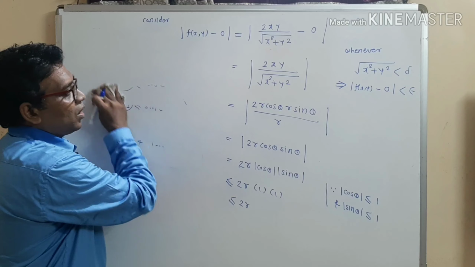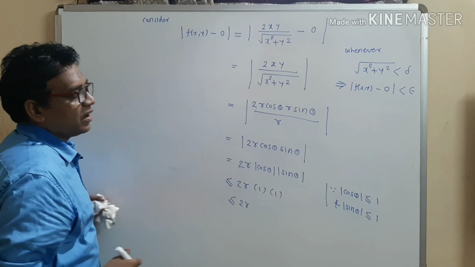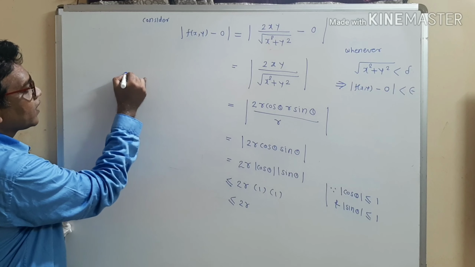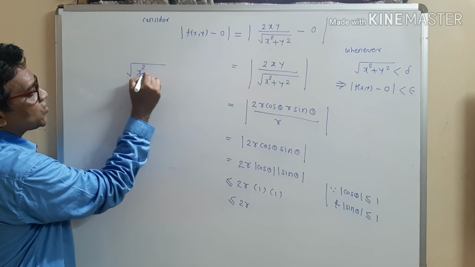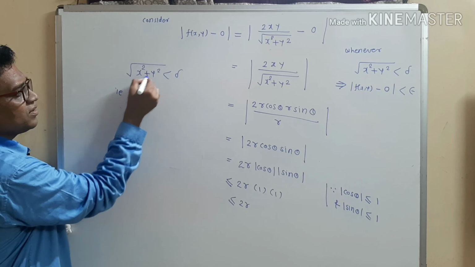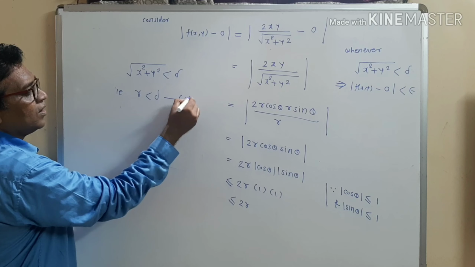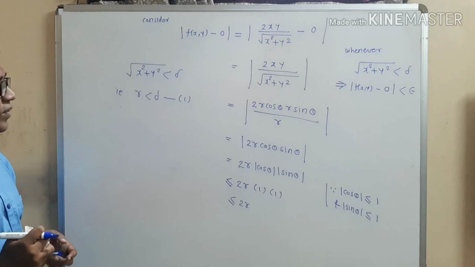Now we use equation number 1. So what is our equation 1? This is our equation 1. Under root x square plus y square less than delta, and this is the same equation, under root x square plus y square, this is r, less than delta. So this is our equation 1.